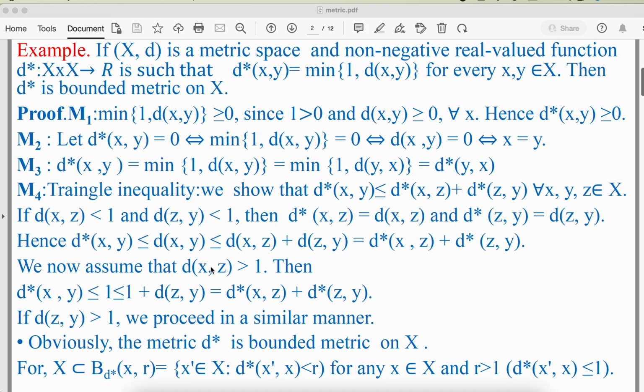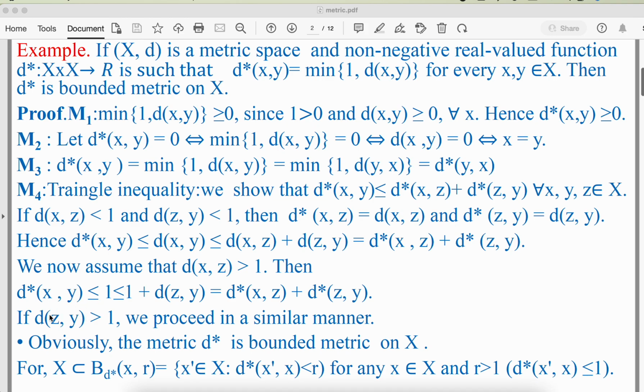Now we assume that d(x, z) is greater than 1. It means d star(x, y) is less than or equal to 1 because it is minimum of the two, or it is less than or equal to 1 plus d(z, y) because d(x, z) is greater than 1. So this is equal to d star(x, z), because d star(x, z) is 1 in this case, and d(z, y) is d star(z, y). So in this case also d star(x, y) is less than or equal to d star(x, z) plus d star(z, y).